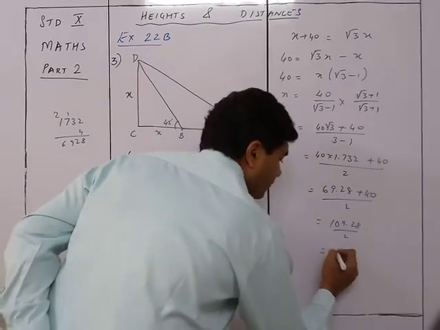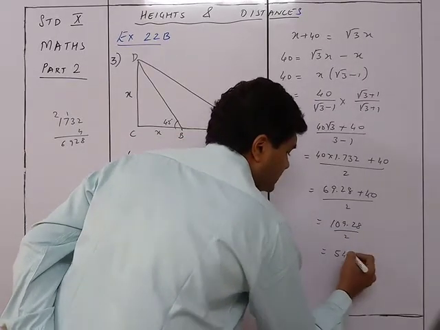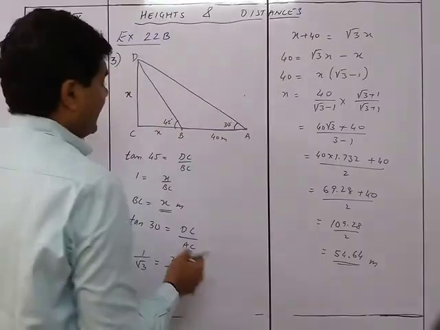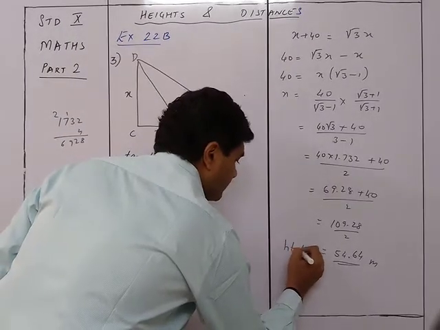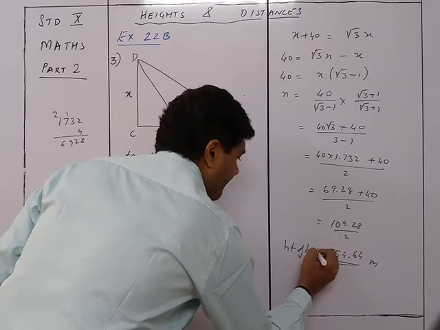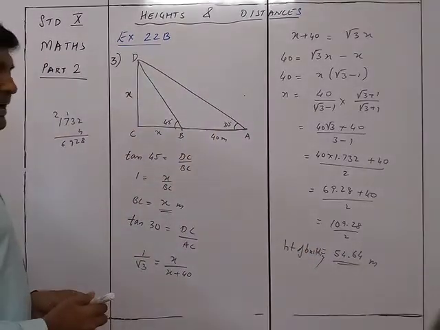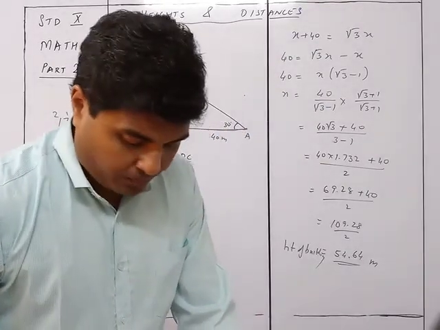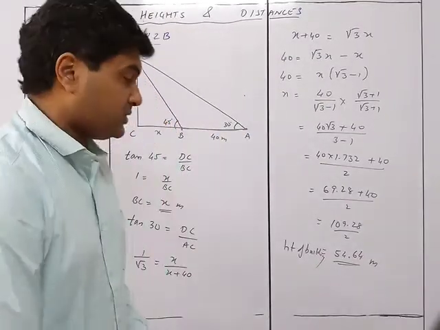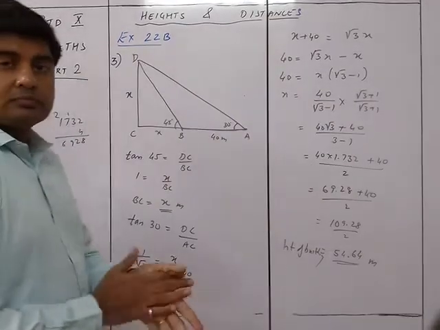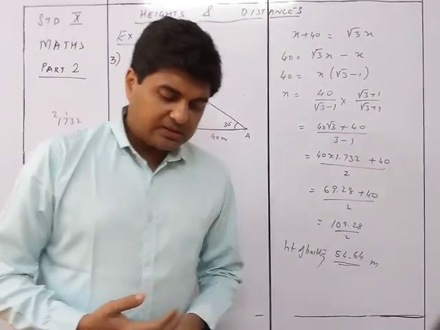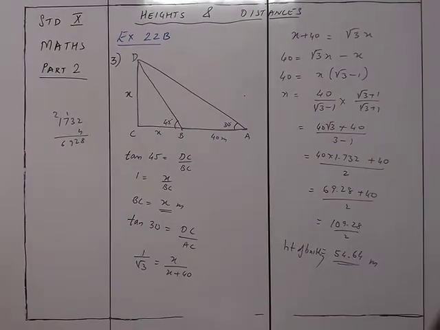That will be 54.64 meters, the height of the building. So the height of the building in question number 3 is 54.64 meters. Are we clear? Okay. We continue with sum number 5 in the next video.